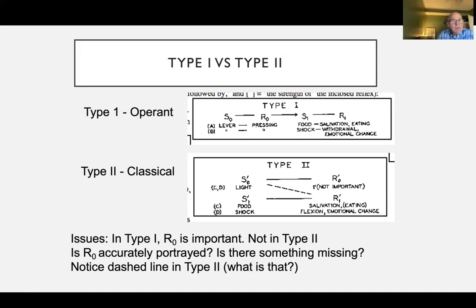I want to just put this up here because the history of psychology is always interesting. But I wanted to illustrate the big difference that occurs here. In the top graphic with type 1 conditioning, he represented that there's an S sub 0, which is listed as lever in the graphic, and then R sub 0, which is pressing, S sub 1, which is food, and then R sub 1, which he referred to as, in this case, salivation.